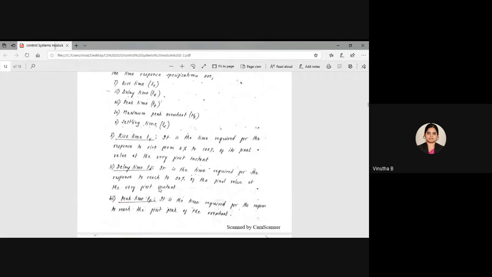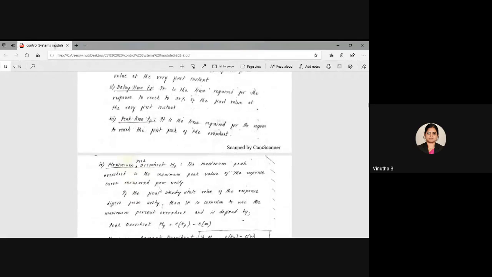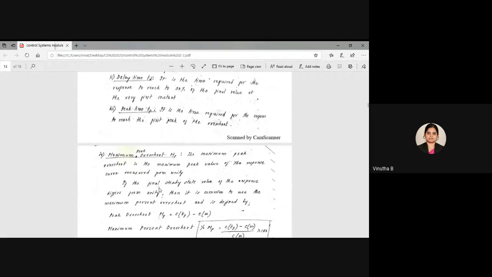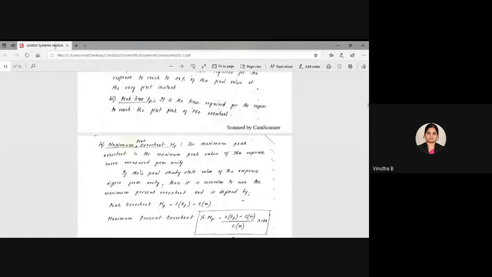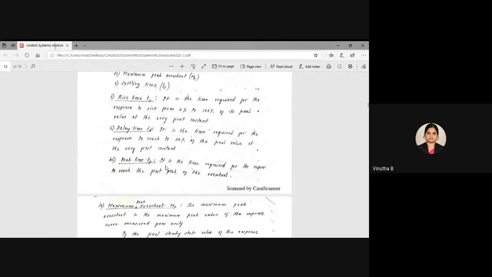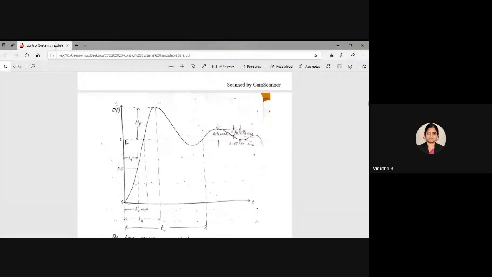Okay. Then we have maximum peak overshoot, Mp. The maximum peak overshoot is the maximum peak value of the response curve measured from unity. So measured from unity means what? This part of the graph. So you can see here, from 1 to this peak value gives the maximum overshoot. And since this has the highest amplitude, we call this the maximum overshoot.